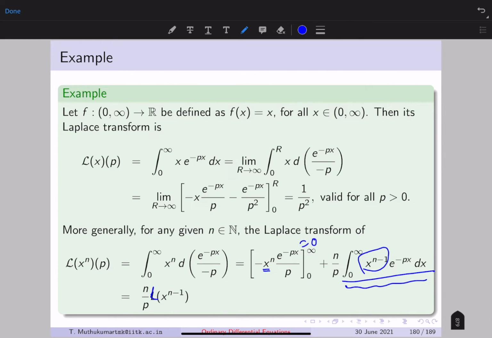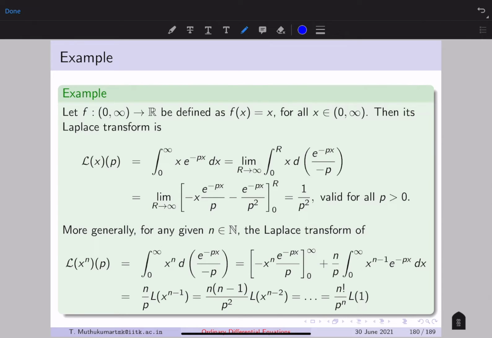So you do the same thing that you did here, right? So now you have a recursive form. If you keep doing that, you will get another n minus 1 by p, so it becomes n minus 1 by p. Then what you get is Laplace transform script L of x power n minus 2. It keeps going on like this. Finally you will end up with n factorial over p power n, Laplace transform of 1. Laplace transform of 1 you already know, it's 1 over p. So the Laplace transform of x power n is n factorial over p power n plus 1.